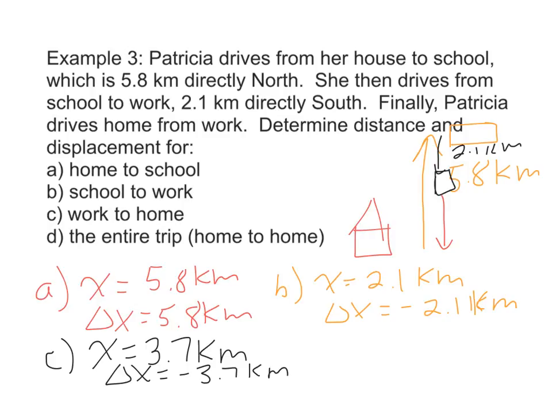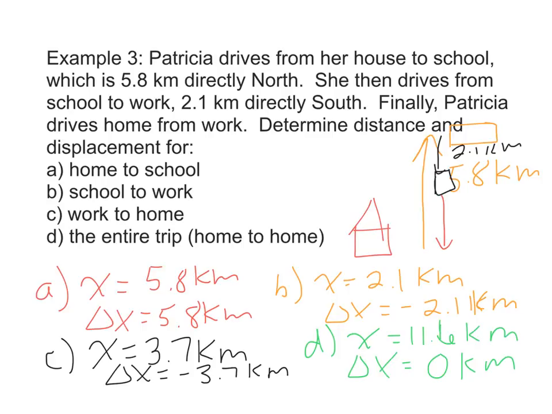And finally, for part D, for the entire trip, her distance from the time she left home until the time she got back home. 5.8 kilometers to school plus 5.8 kilometers back home, so 5.8 plus 5.8 is 11.6 kilometers. Her displacement for the entire trip, home to home. She starts and ends in the same place. This would be 0 kilometers.